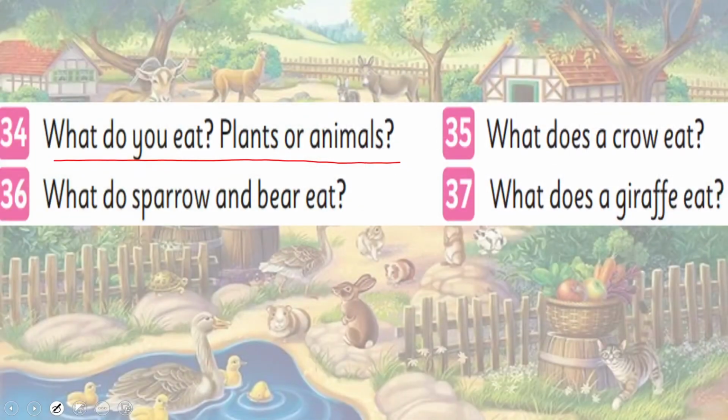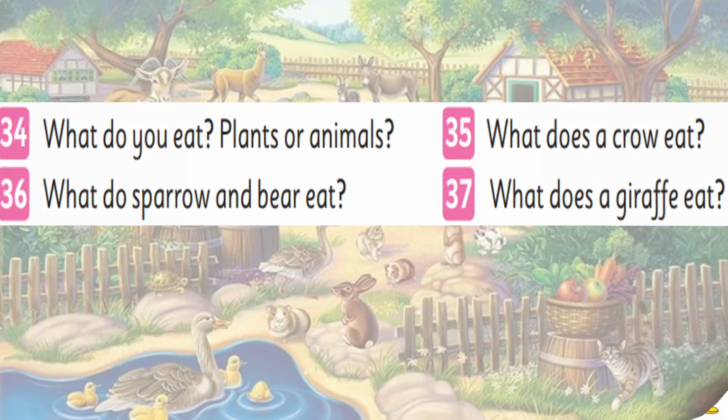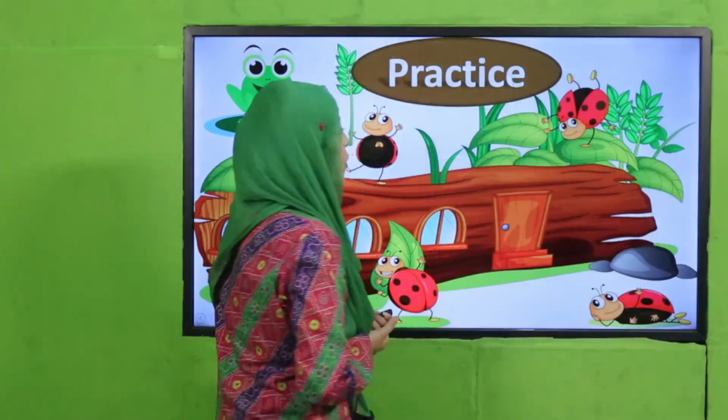Next question. What does a crow eat? Crow eat meat and bread. Number 36. What do sparrow and bear eat? Sparrow eat caterpillar and grains or seeds. Bear eat fish and honey. What does a giraffe eat? It eats leaves. Very good. So now let's move forward towards practice.